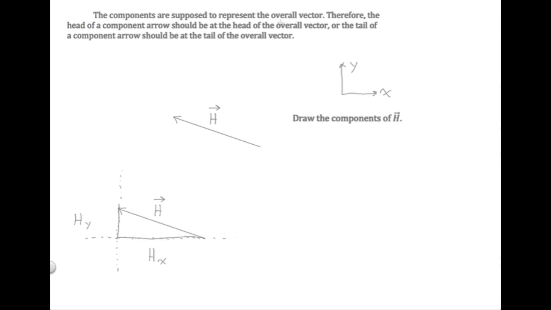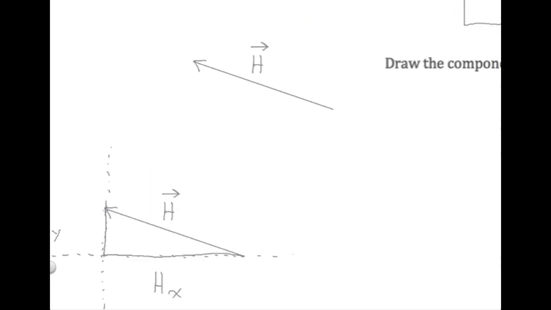Wherever the component is at the head of the overall vector, you should also see the head of the component. And the tail of a component should be at the tail of the overall vector. For example, here for the y component, this is the head of the overall vector. So to represent that, I'm also going to put the head of the component here. But over here, the component overlaps with the tail of the overall vector. So I'll make that the tail and this the head.